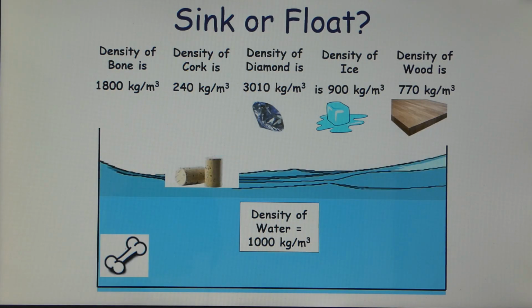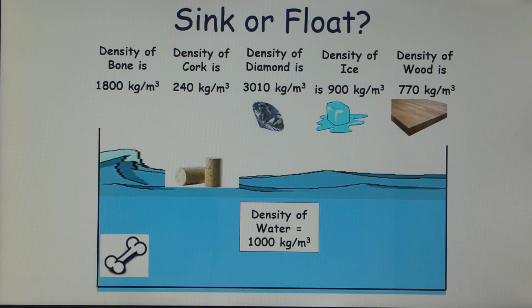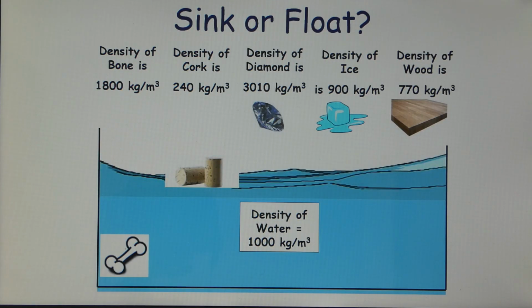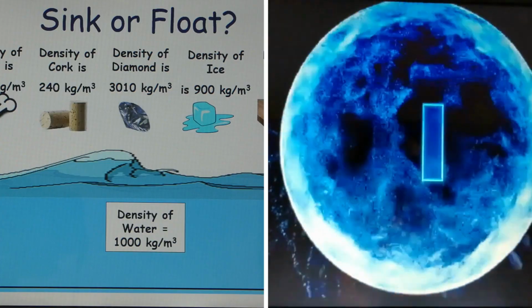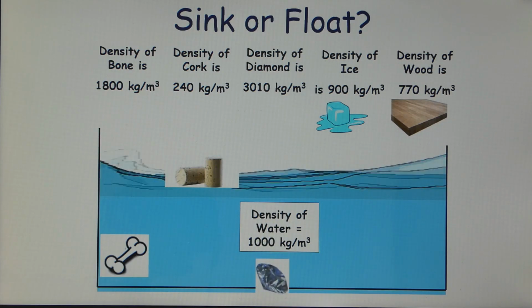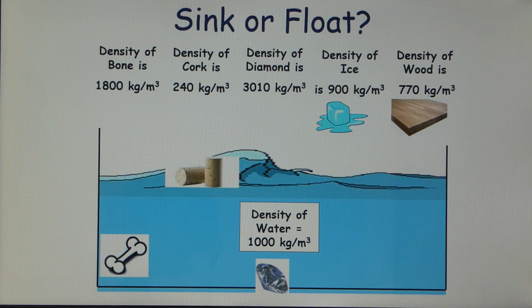Item 3, diamond. Look at the density, 3,010 kilograms per cubic metre. Sink or float? Oh, it's sinking right to the bottom here. A very dense material indeed, far denser than that of water.